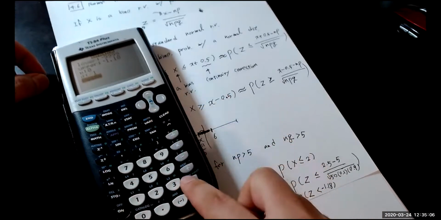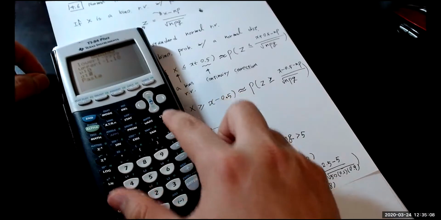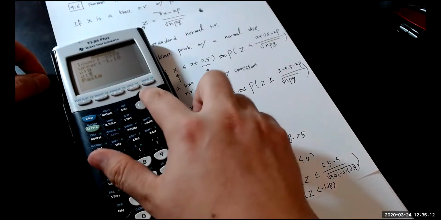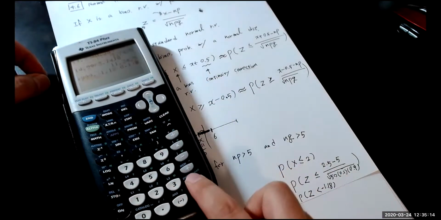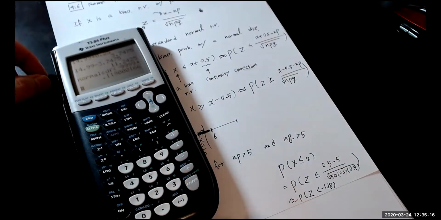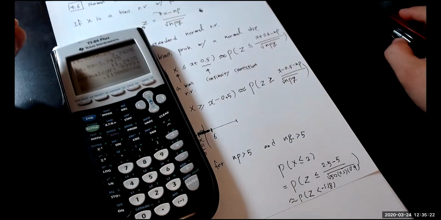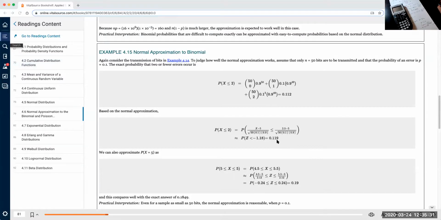And then paste it. Oh, clear. Okay, negative 9. Yep. So I got 0.11900, so approximately 0.119. Okay. So now share screen. All right, so we got the 0.119 right here.